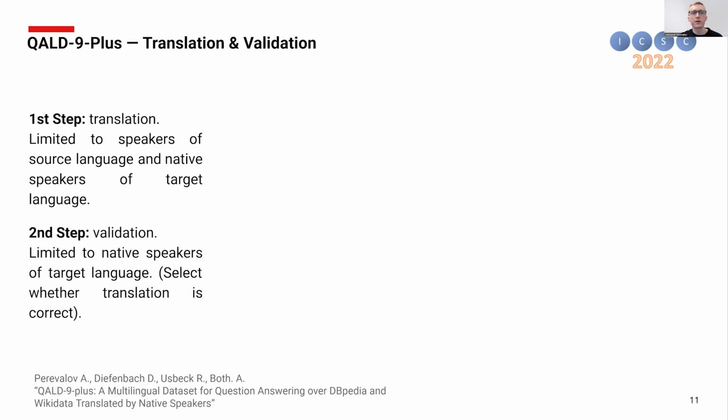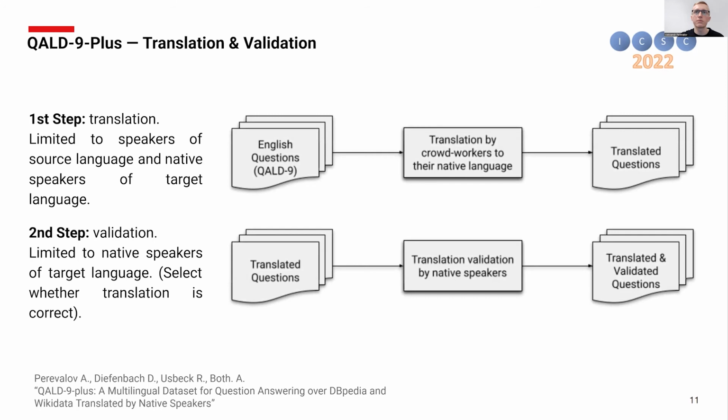This is a completely different step, and different people were participating in this step. So we gave native speakers of a target language a set of the translations and asked them to select whether the translation is correct or not. Basically, the process was looking like this, and we were using the following crowdsourcing platforms: Amazon Mechanical Turk and Yandex.Toloka.